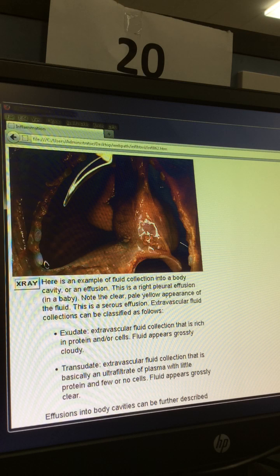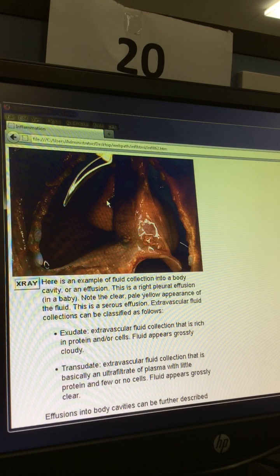This is a fluid collection. This is the pleural cavity, and the fluid is pale to yellow in appearance. That is compressing the normal lung. We have two types of fluid. One is called the exudate, and the other is transudate.